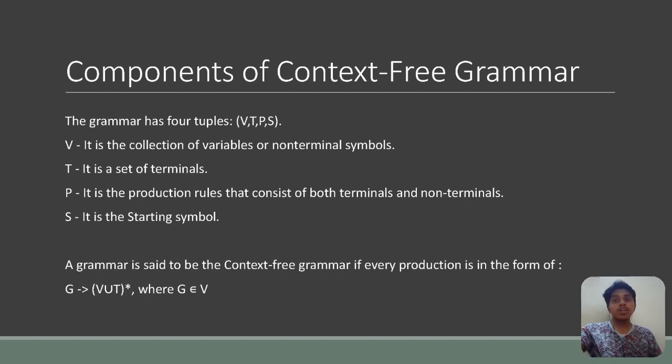P is a set of production rules which is used for replacing non-terminal symbols on the left side of the production in a string with other terminals on the right side of the production. S is the start symbol used to derive the string.